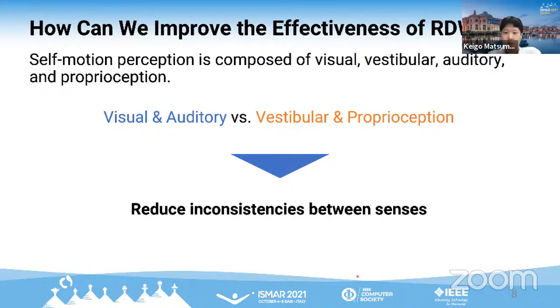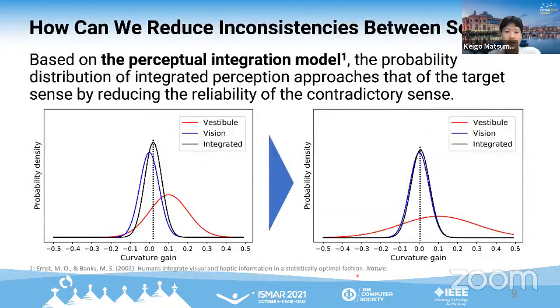Then, how can we reduce inconsistencies between these senses? According to the perceptual integration model, the probability distribution of integrated perception approaches that of the target sense by reducing the reliability of the contradictory sense. So in case of redirected walking, the probability distribution of the subjective coverage gain might be closer to that of the visual coverage gain by reducing the reliability of the vestibular or proprioceptive sensations.